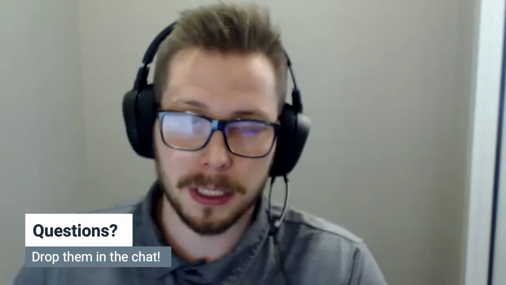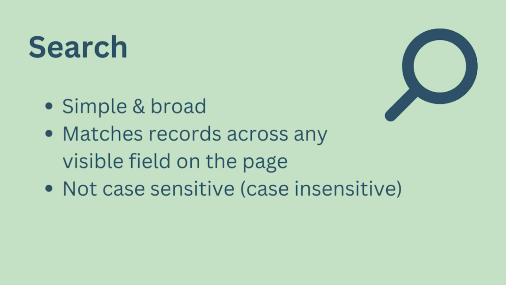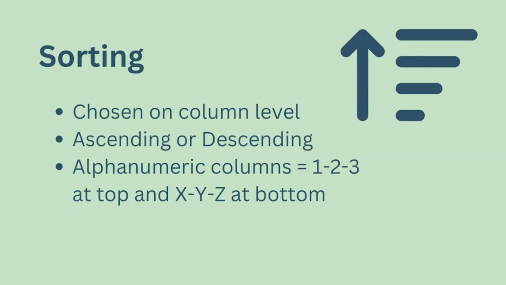Before we go further, let's take a look at those three words and what they mean in Dynamics BC. Search is simple and broad. It matches records across any visible fields on the page, and it's not case sensitive. When I'm talking about filtering, it's highly flexible and it can be applied to specific fields, including those not visible on the page. It displays records with the exact case sensitive matches, but it can be adjusted with search symbols or formulas, as we're going to see. And lastly, sorting. Sorting is chosen on a column by column basis, and it's either ascending or descending.